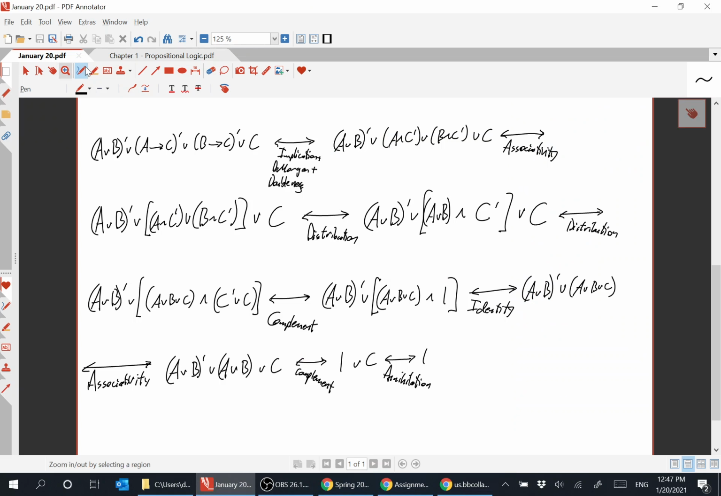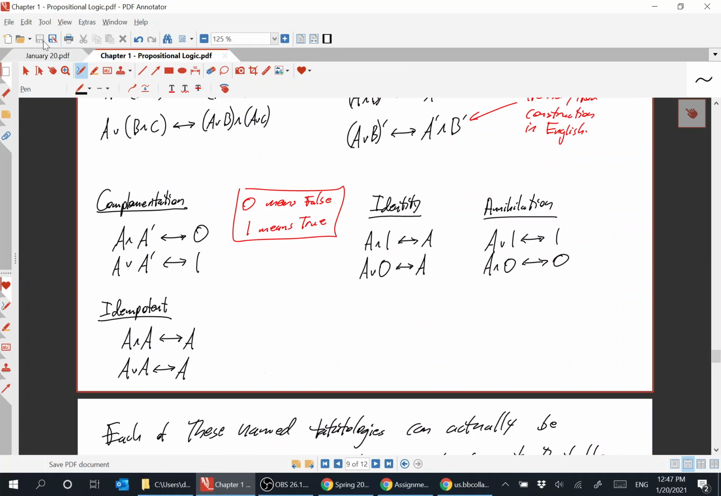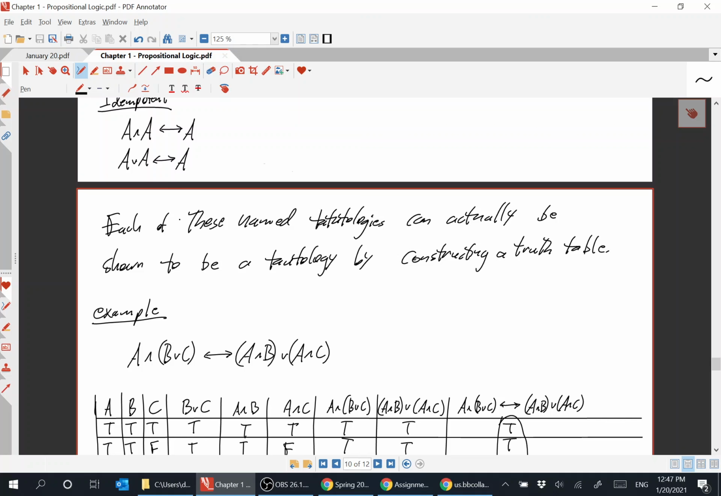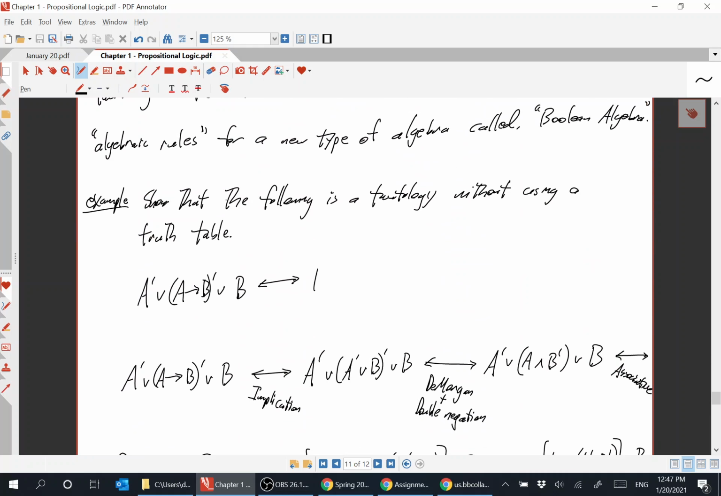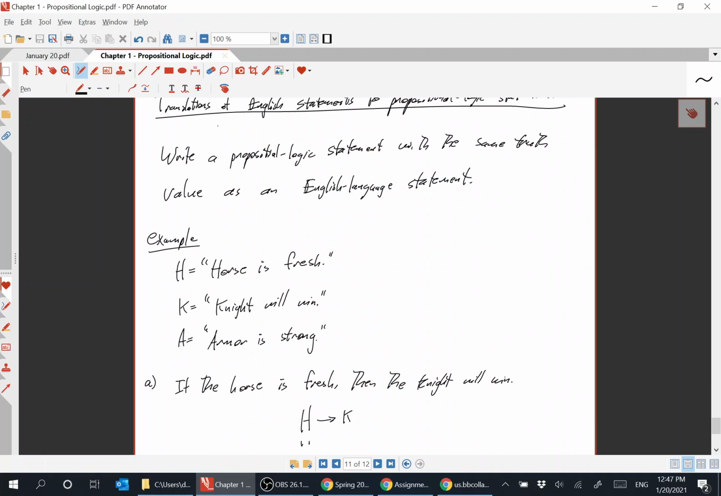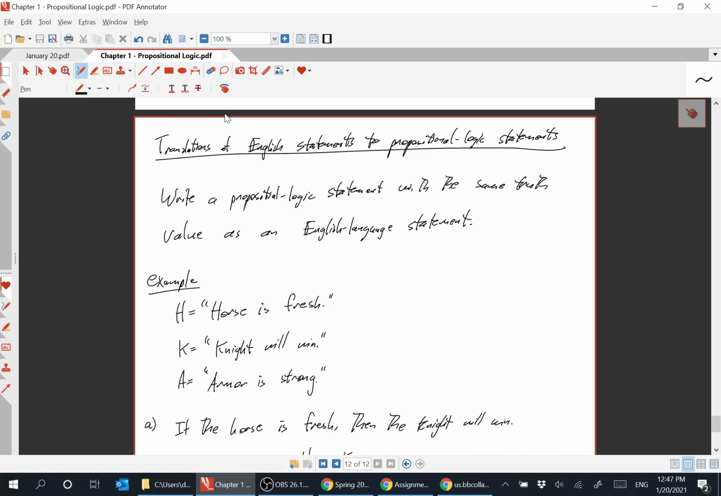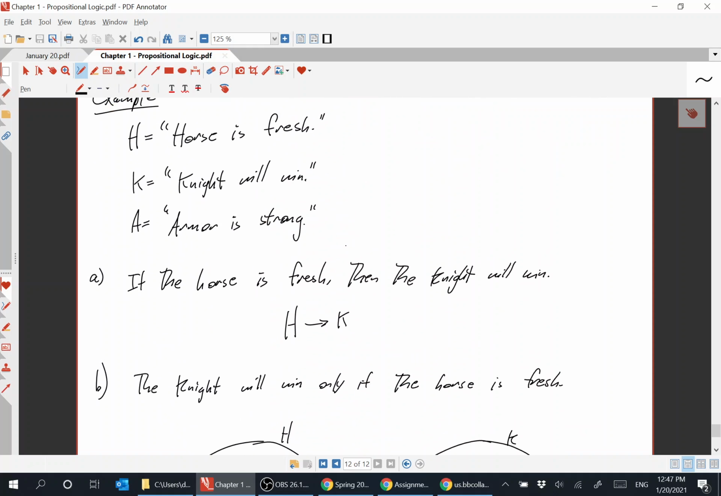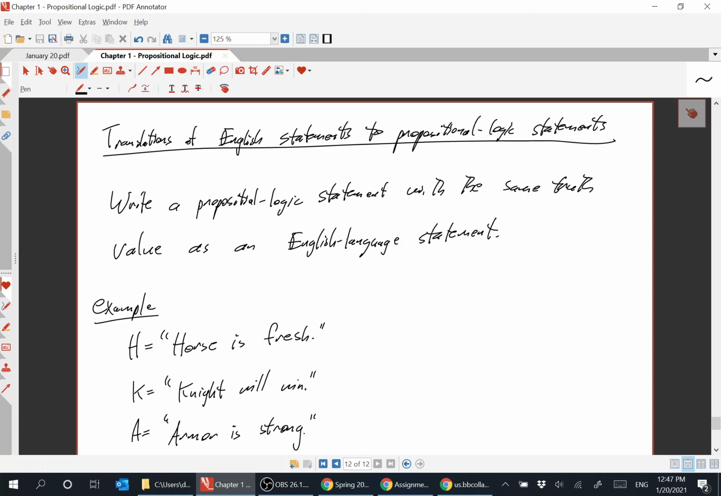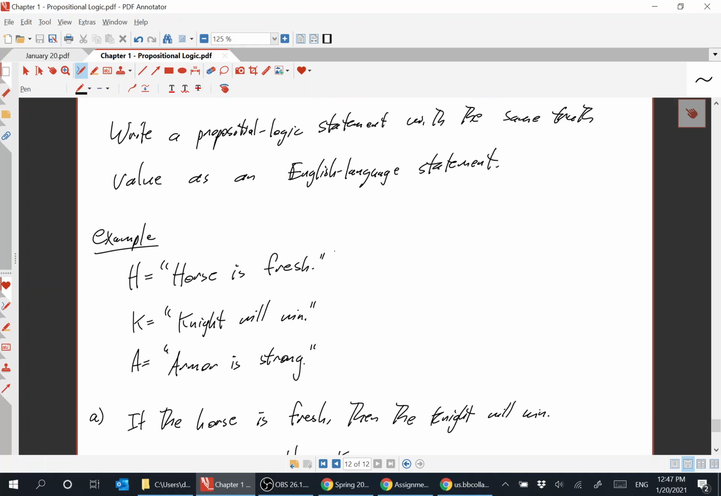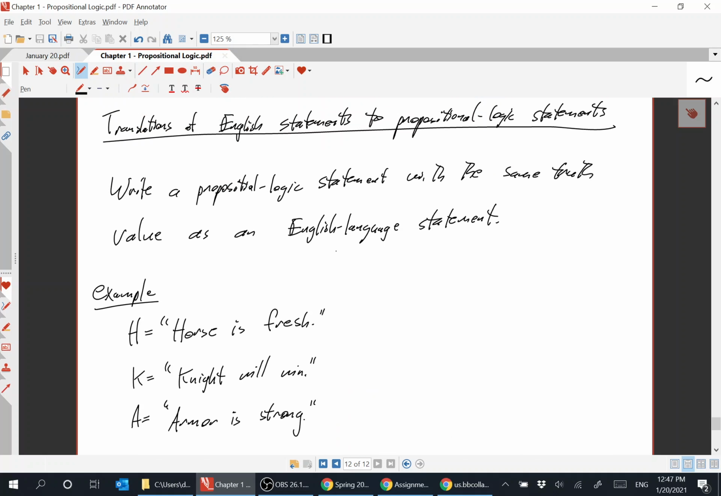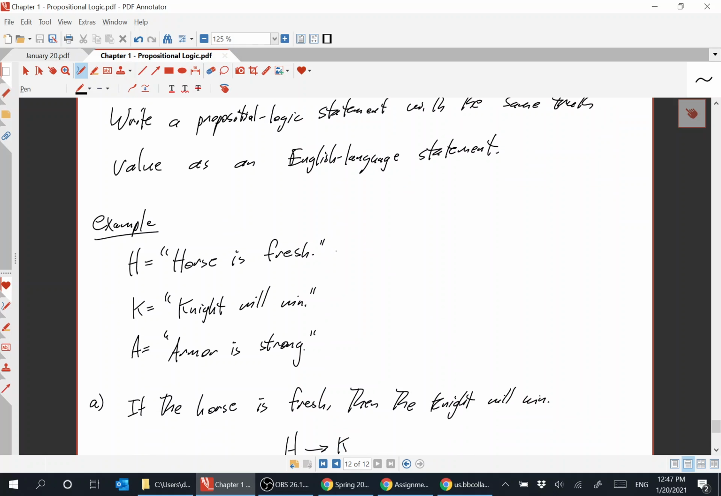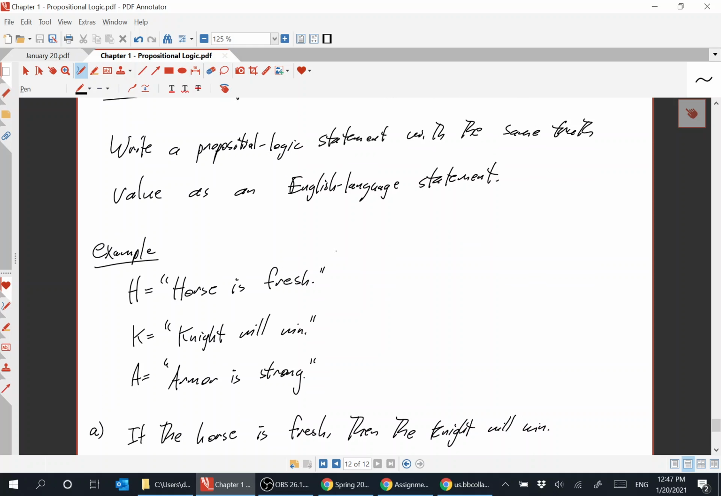All right. So let's get back to chapter 1, and next time come prepared with questions if you're still a little confused about it. So we were getting into translations from English language statements to propositional logic. So, example. Let's write a propositional logic statement with the same truth value as the English language statement.